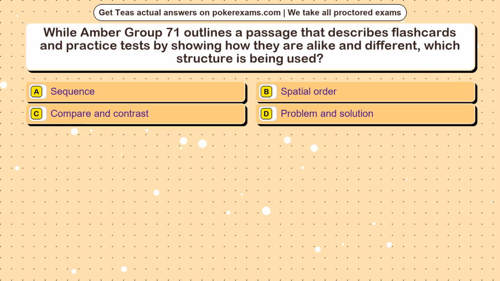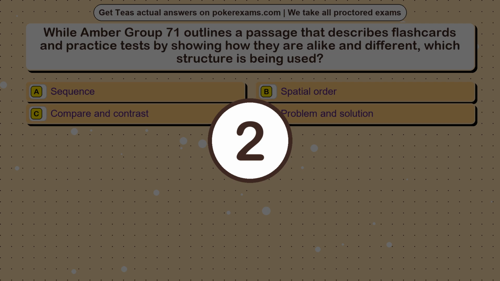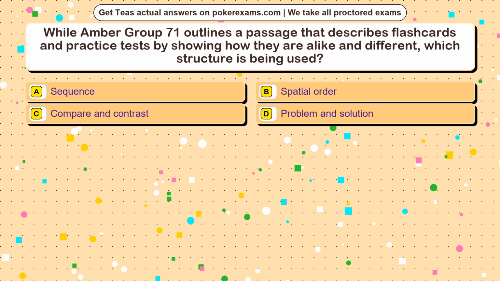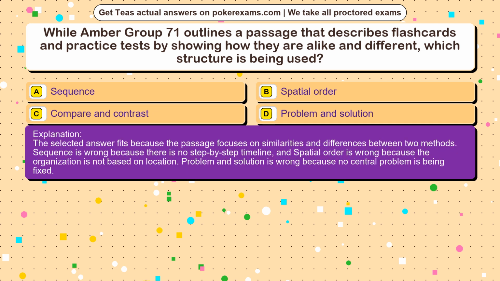Question 4. While Amber Group 71 outlines a passage that describes flashcards and practice tests by showing how they are alike and different, which structure is being used? Option A. Sequence. Option B. Spatial order. Option C. Compare and contrast. Option D. Problem and solution. The correct answer is option. The selected answer fits because the passage focuses on similarities and differences between two methods.